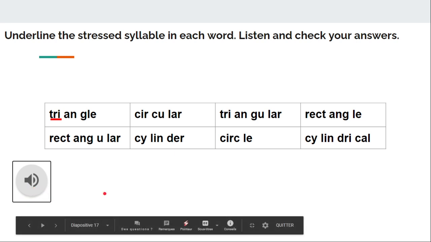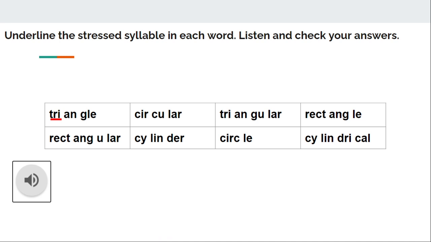1, Triangle. 2, Rectangular. 3, Circular. 4, Cylinder. 5, Triangular. 6, Circle. 7, Rectangle. 8, Cylindrical.